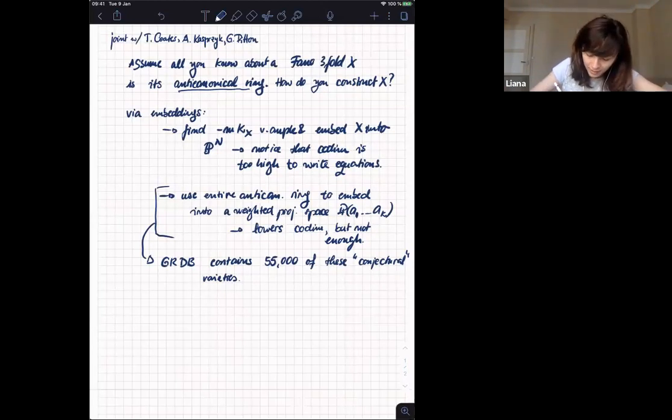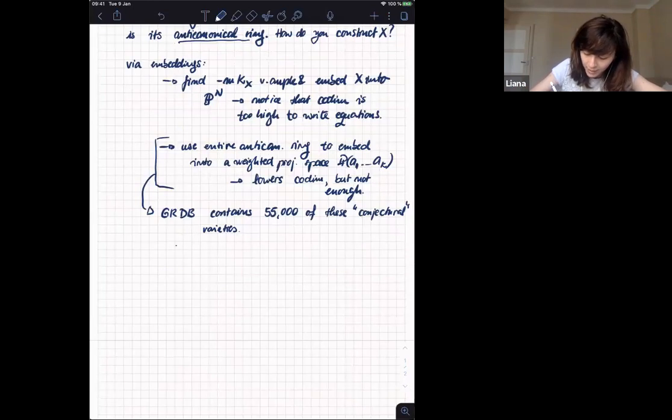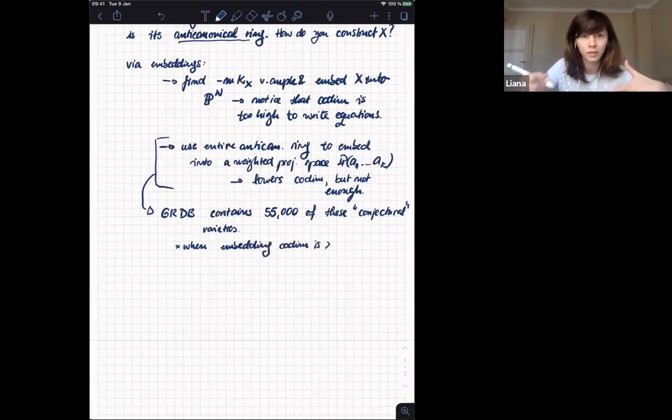And the thing is that when the embedding codimension is strictly larger than 5, so when I say embedding, I mean embedding with the whole canonical ring, so the optimized version, these varieties are virtually impossible to construct.